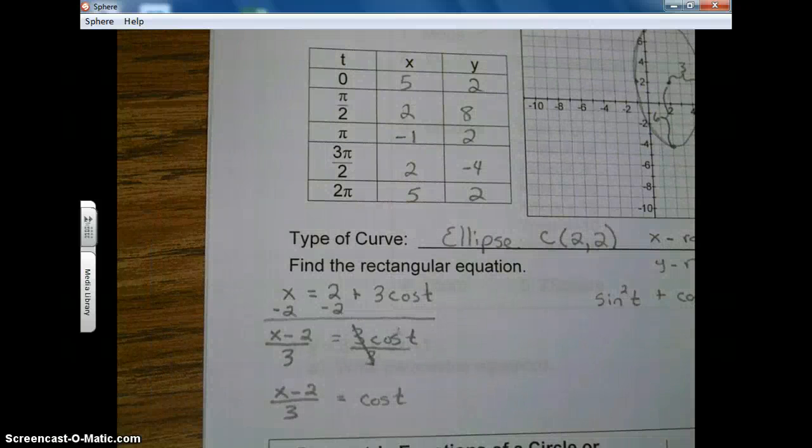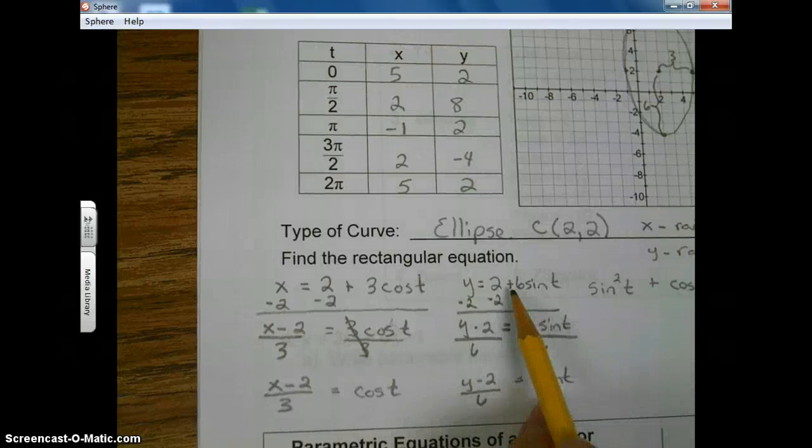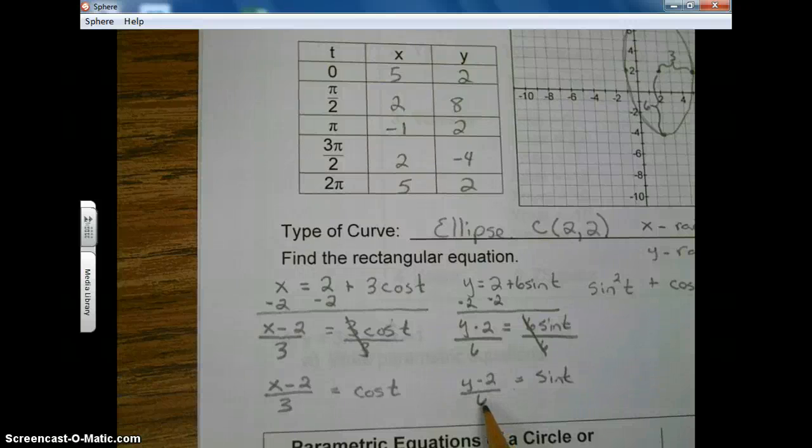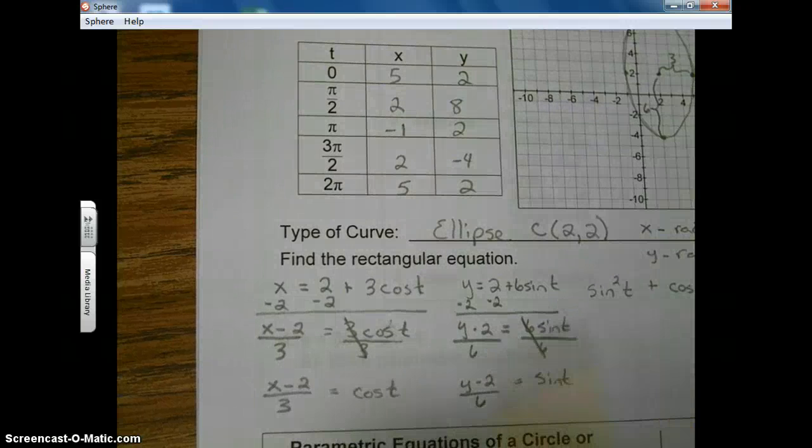Okay, here's your first equation. We're getting cosine t by itself, so I subtracted 2 on both sides. Then divided by 3 on both sides, cosine t is equal to that. Okay, let's try the other one. If you did the other equation correctly, you should have come up with sine of t equals (y minus 2) over 6. Now that we have them solved, we can plug them in.